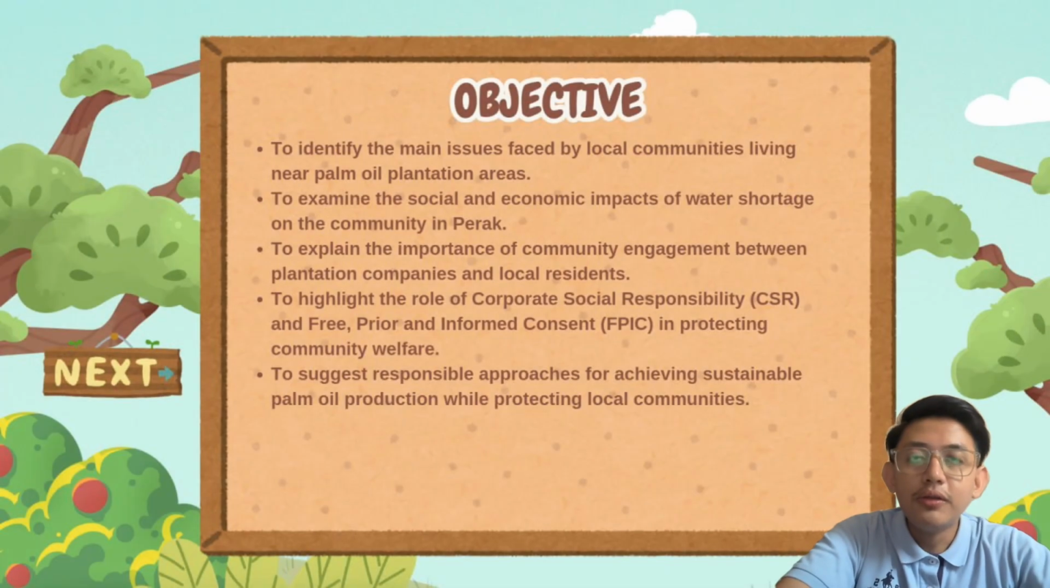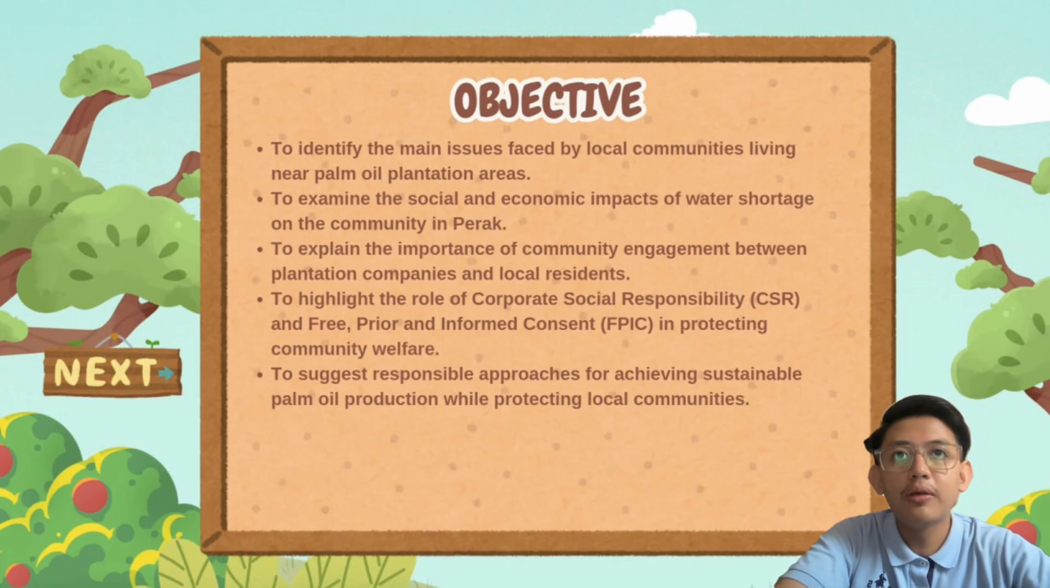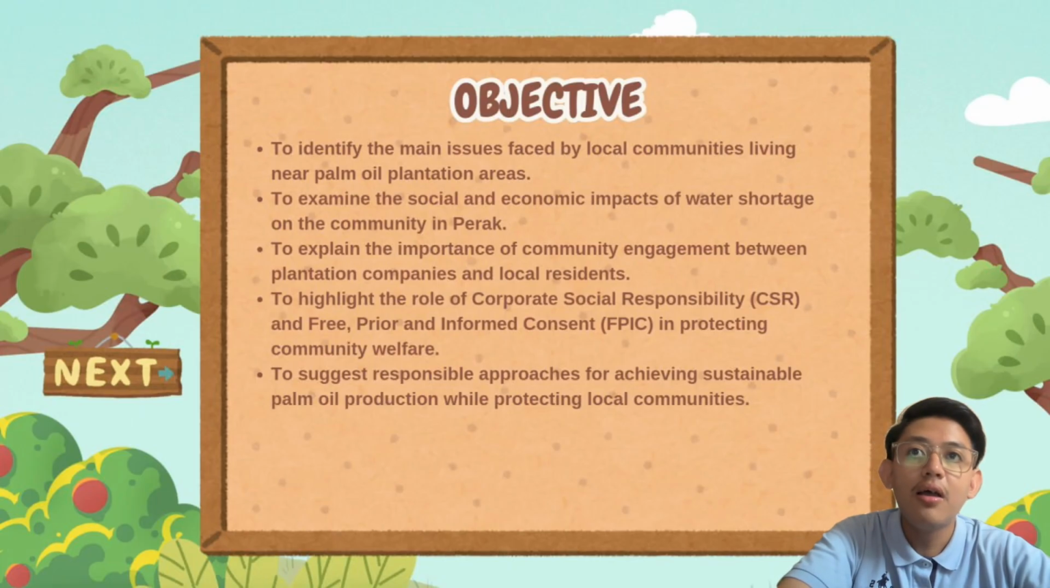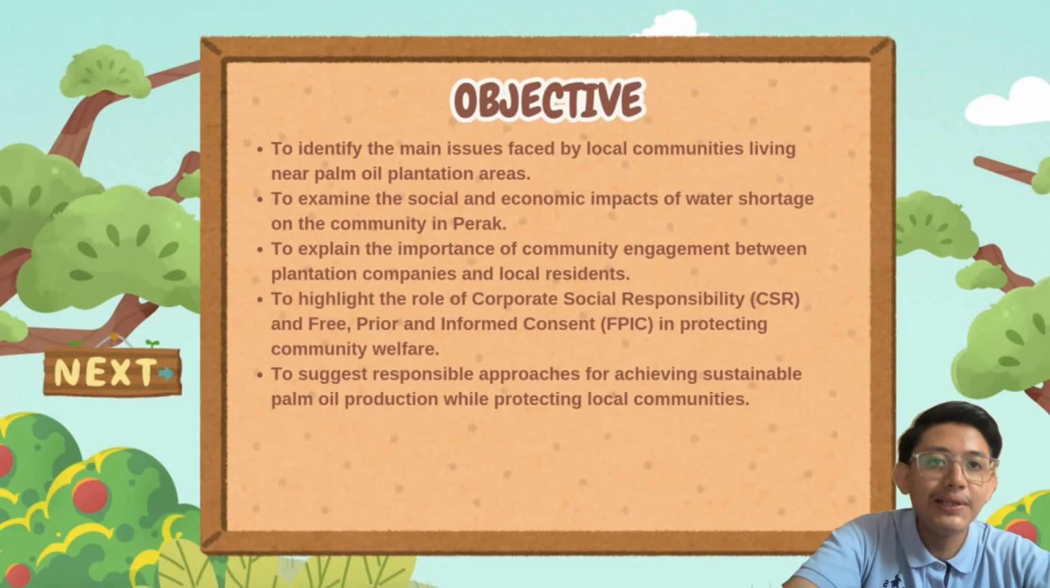Next, the objectives. First, to identify the main issue faced by the local community living near a palm oil plantation area. Second, to examine the social and economic impact of water shortage on the community in Perak. Third, to explain the importance of community engagement between plantation companies and local residents. Number 4, to highlight the role of corporate social responsibility (CSR) and free, prior and informed consent (FPIC) in protecting community welfare. Five, to suggest a responsible approach for achieving sustainable palm oil production while protecting local communities.